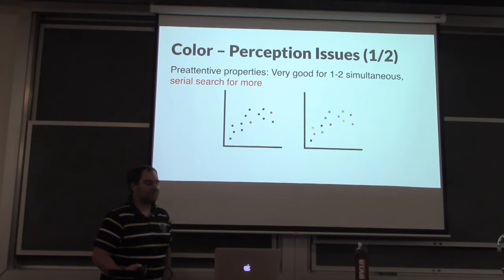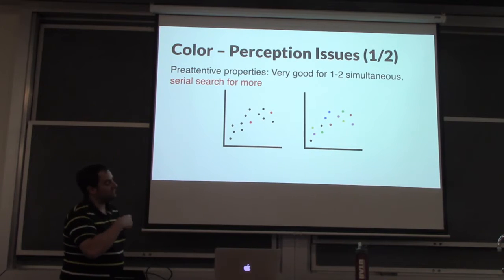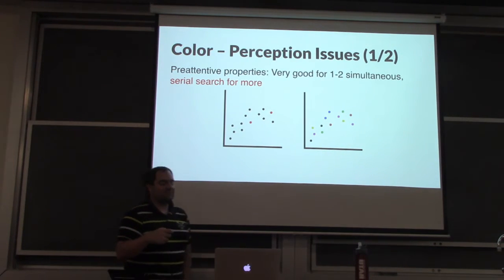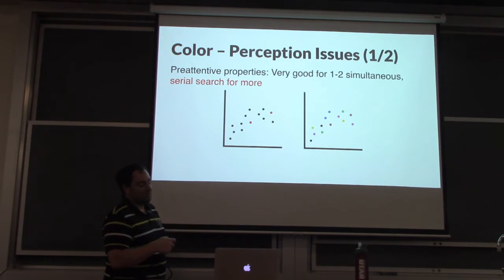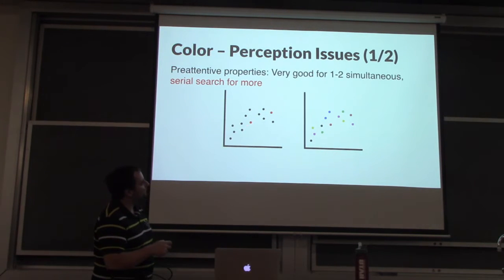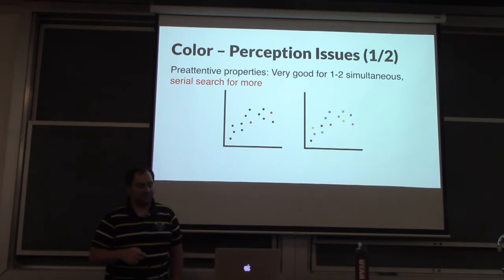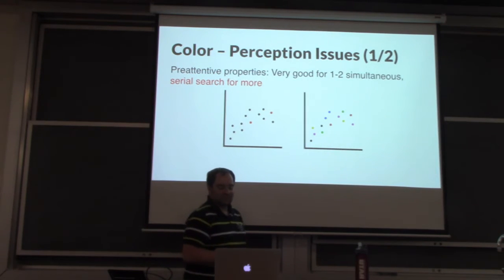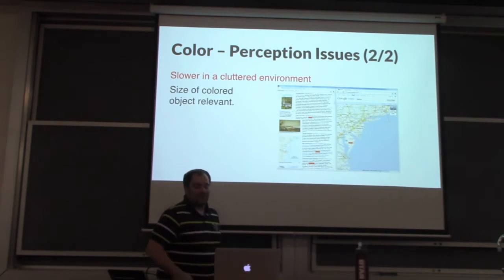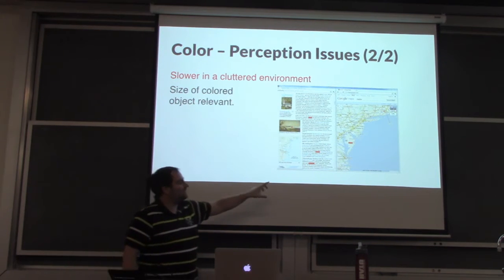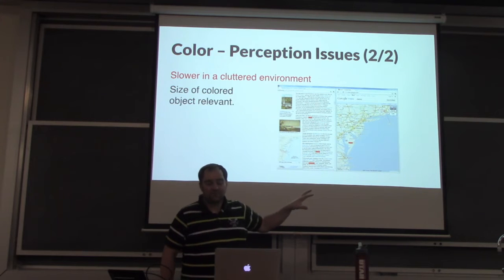However, as I mentioned already in the previous part of the lecture, these things are pre-attentive for a couple of colors, for very few actually. Here, the two red points are easy to identify. Here, the two red points are not easy to identify. So there are perceptual issues with that. And it is also slower in a cluttered environment. So here's an example with highlighting search terms in an interface.